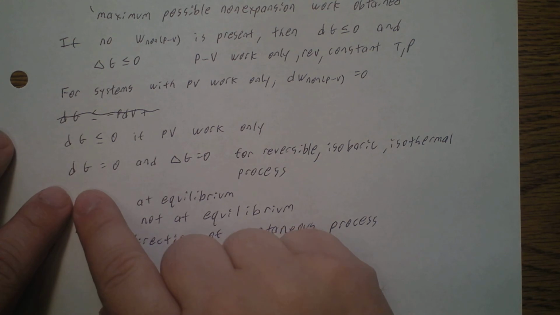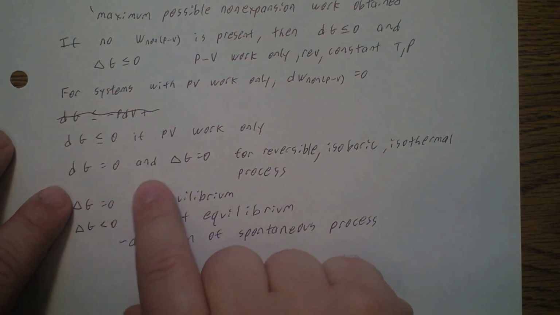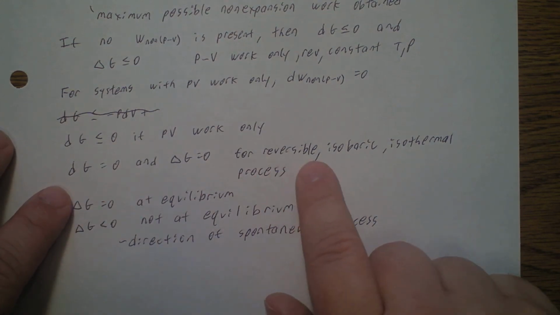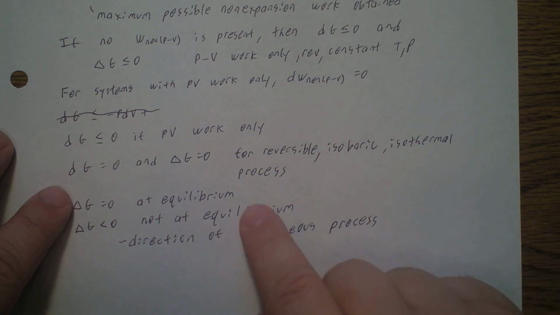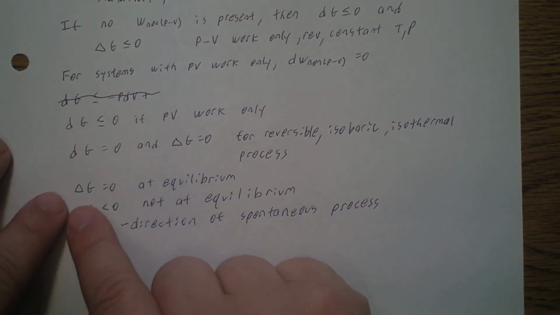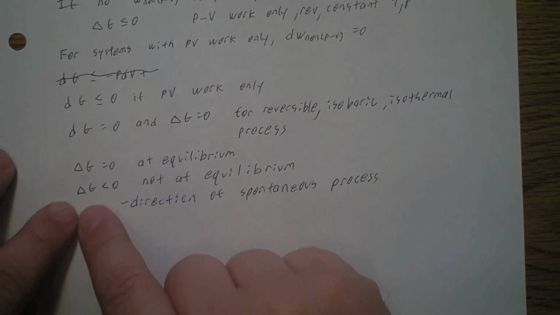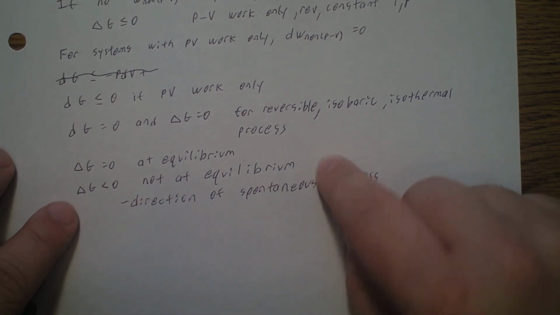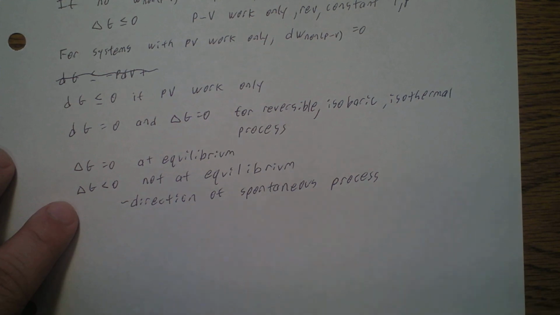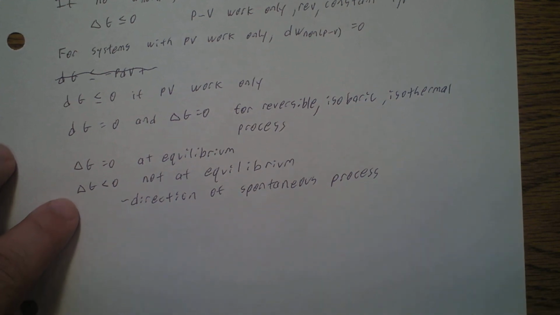Now the differential of G is equal to 0 and delta G is equal to 0 if you have a reversible isobaric isothermal process. Now delta G is equal to 0 at equilibrium. Delta G is less than 0 when we're not at equilibrium. And that, of course, will tell us the direction of spontaneous process. And that is the end of section 4.